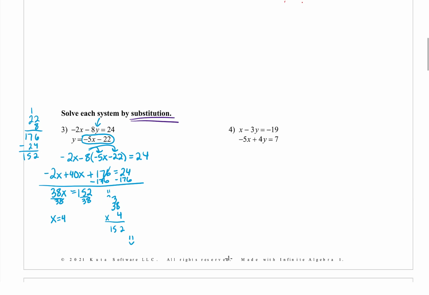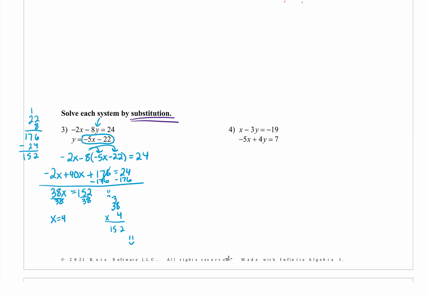Now we go and put that into one of our first two equations. The one that is already solved for y is the easiest. But here's how I noticed I had a mistake. -5 times 4 is -20, and -20 minus 22 is -42. And the worksheet generator I'm using tries to give us the answers between -10 and 10.